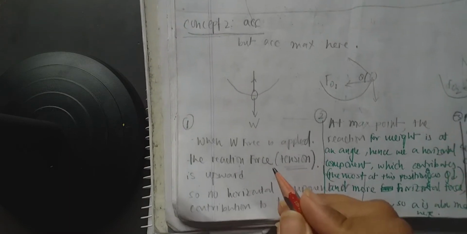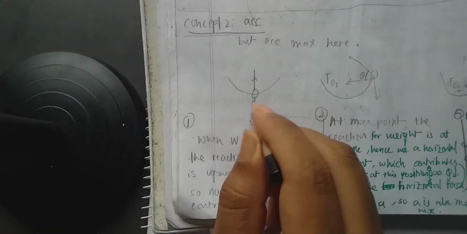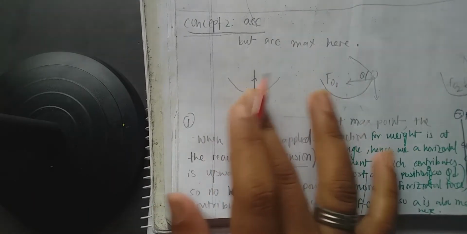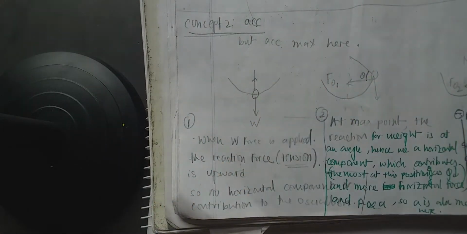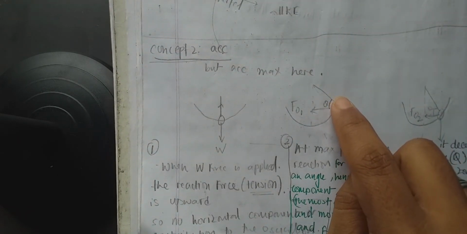So no horizontal component is contributing to this oscillation. As there is no horizontal component on this side or that side, there is no force and no acceleration at the equilibrium position. Now let's have a look at the maximum point.